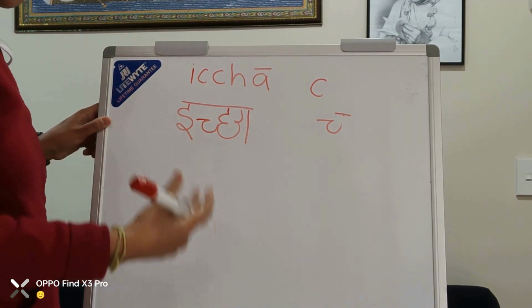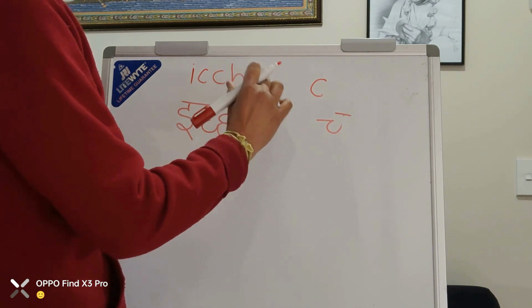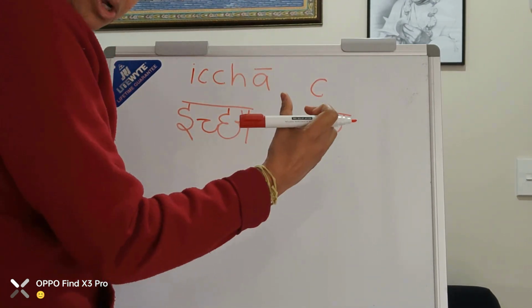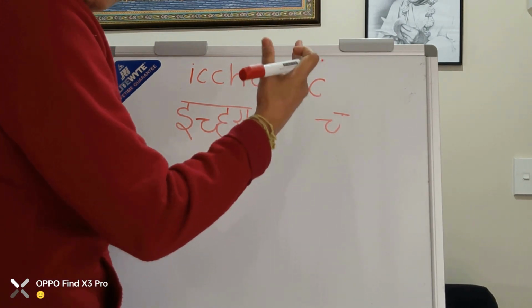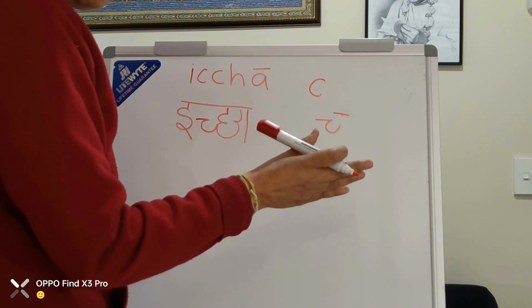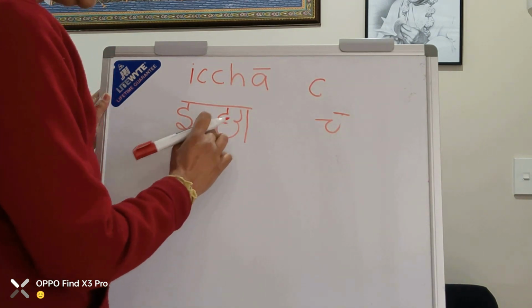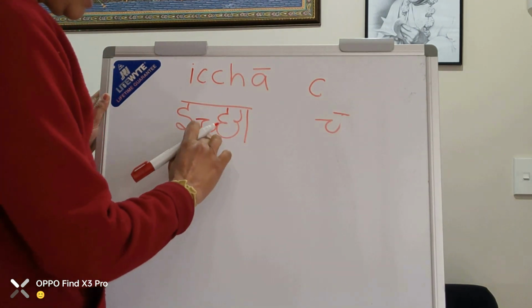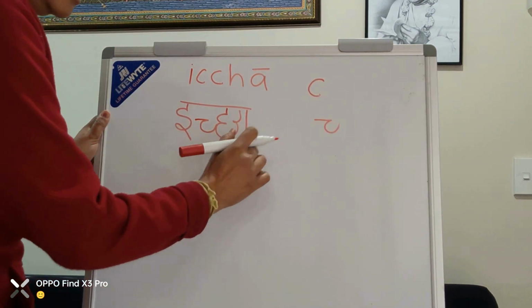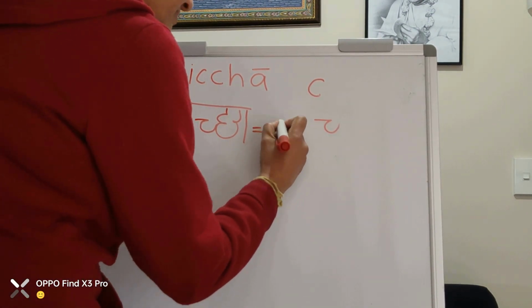icha. So what happens? Whenever there is a consonant which has a line at the end and it becomes a short one, it loses its vowel basically, then the line disappears. We write it like this, okay? The line disappears. What does icha mean? Icha means desire.